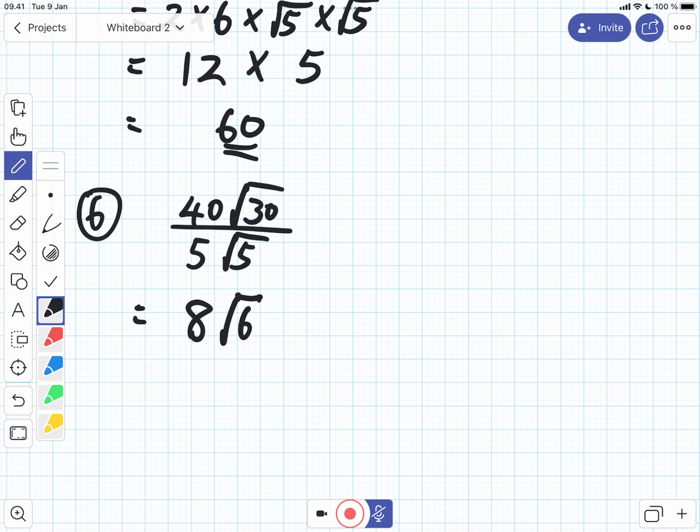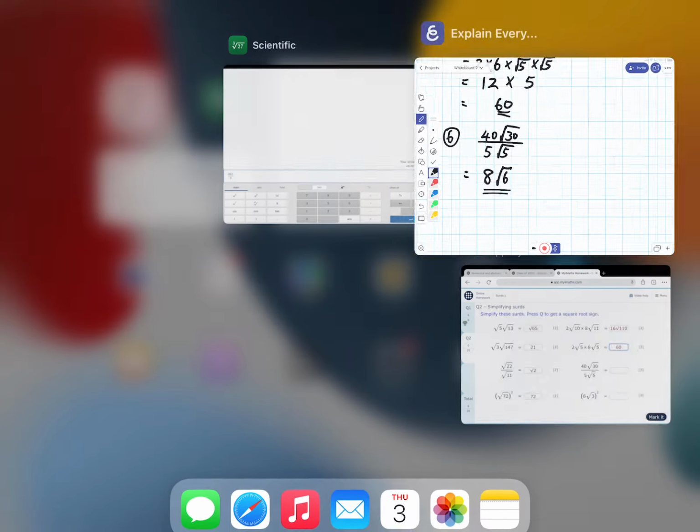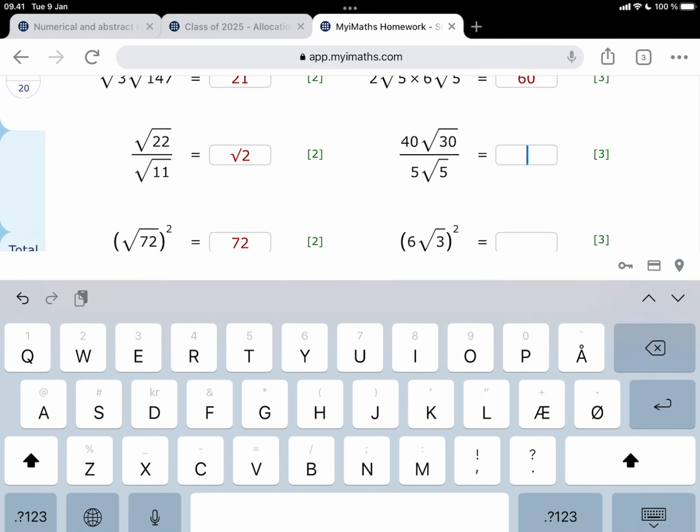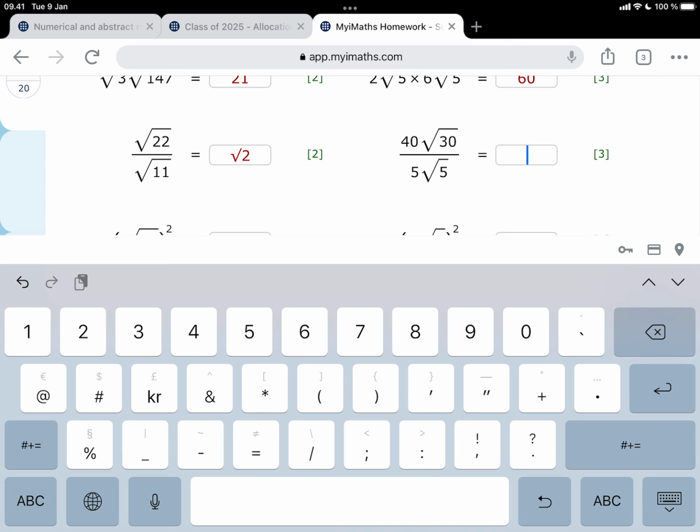And that's not going to break down any further because 6 breaks down into 3 times 2. 3 and 2 are just prime numbers, and there's no repeated prime numbers there. So 8 root 6 is as far as that's going to go.